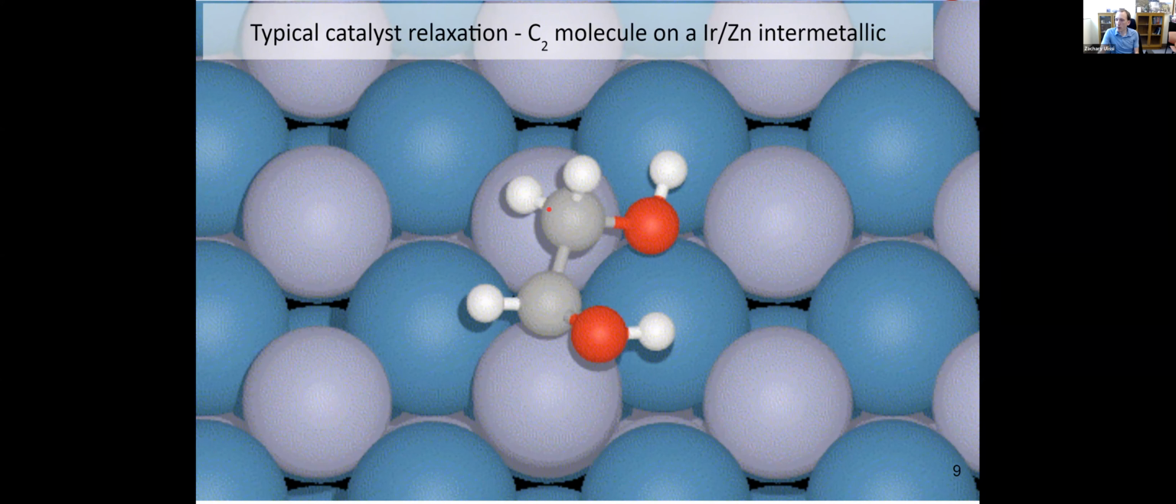The number of degrees of freedom is really, really large here. So this is why it's quite complicated.